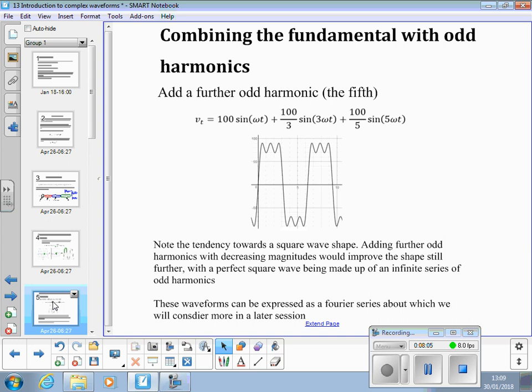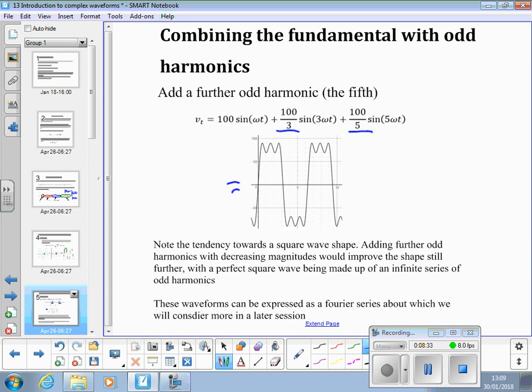If we add a fifth harmonic, so 100 over 5, and again we're reducing the amplitude by the number of the harmonic. So we've gone third harmonic is 100 over 3, fifth harmonic is 100 over 5. This is the result. So we've added those two together, we get that.